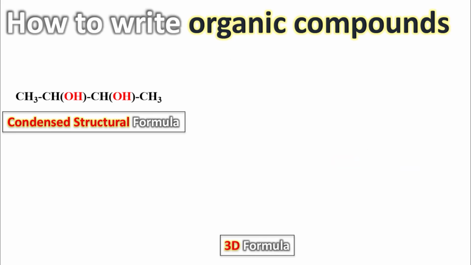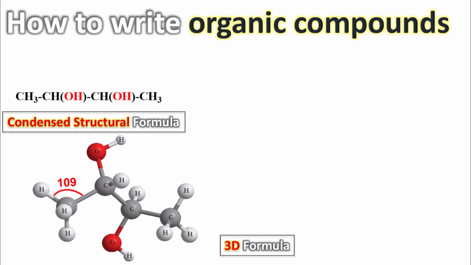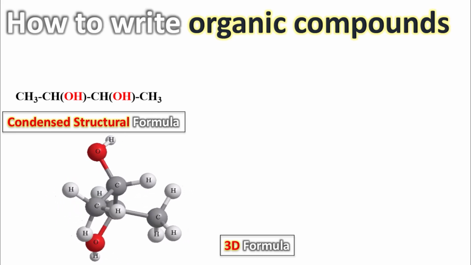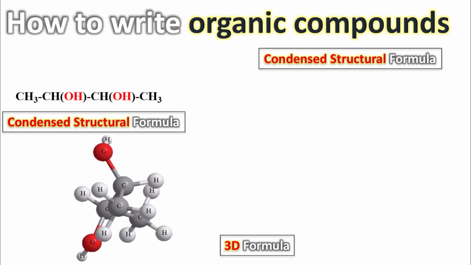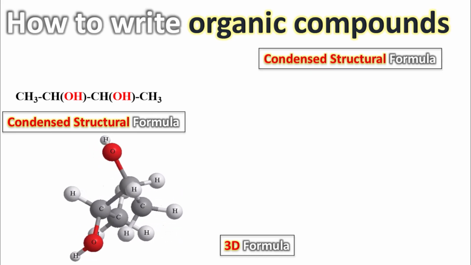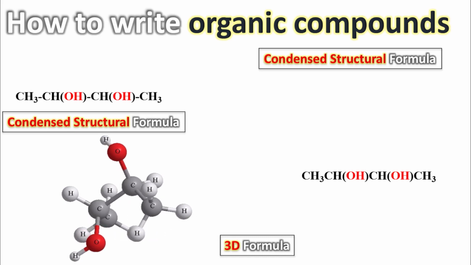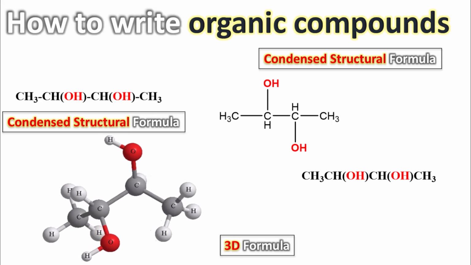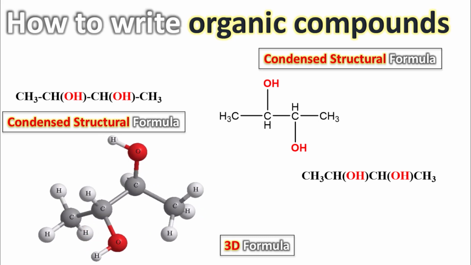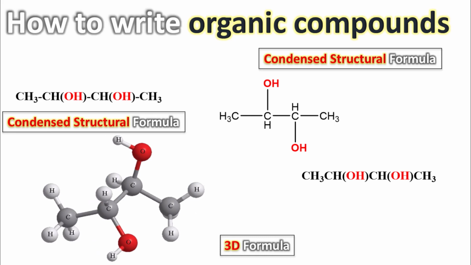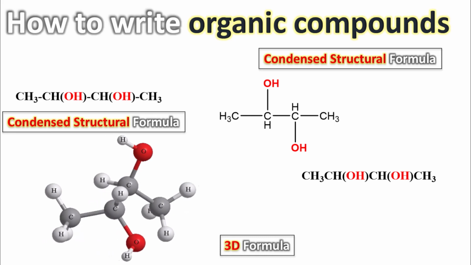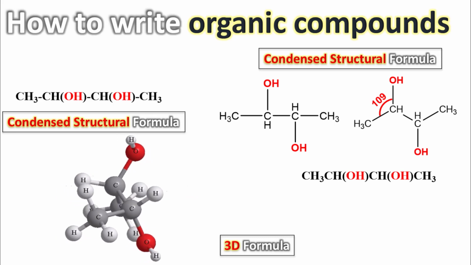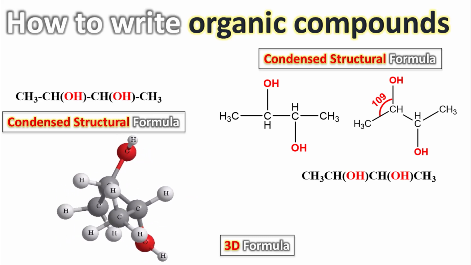Also draw the 3D formula, where all bond angles between atoms in the molecule are equal to 109 degrees. To draw the other condensed structural formula, we have many ways. First, by hiding the C-C bond. Second, by showing the branched OH hydroxyl group between brackets, to be CH3, CH, OH, CH, OH, and then CH3. Or by changing the bond angle from 90 degrees to 109 degrees due to the hybridization.